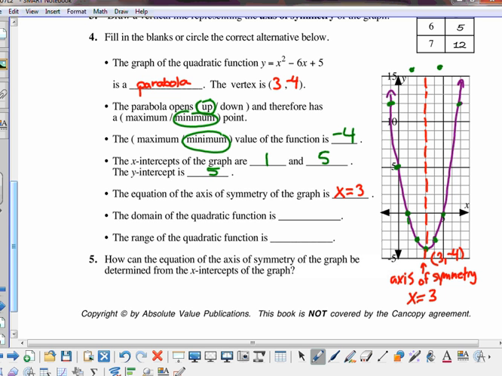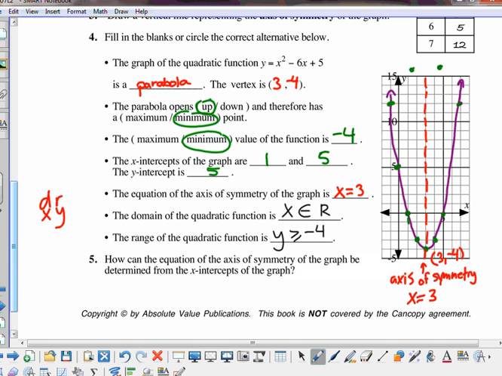The domain of the graph. Okay, so will this graph keep going? Remember, domain, we're talking about x. So domain x will keep going to the left and right. We would say x is an element of the reals. Now, range. We'll always have an inequality in our range. It's going to be greater than that minimum value. If it was a maximum, it would be less than. So y is greater than or equal to negative 4, the y value. So it starts at negative 4 and then keeps going up.